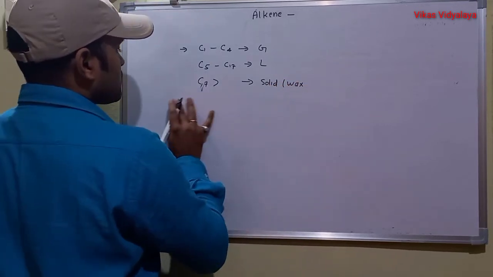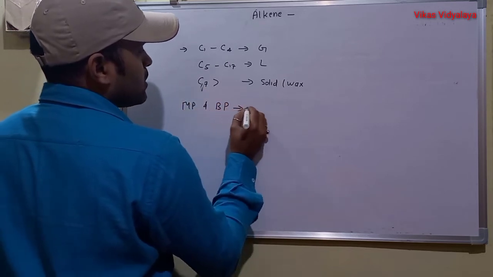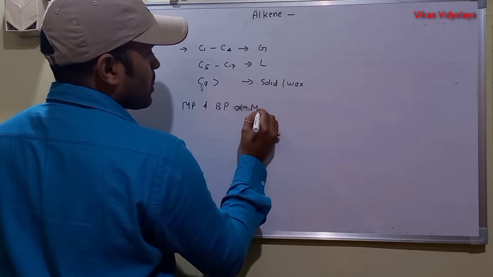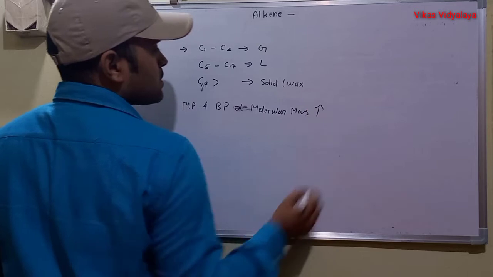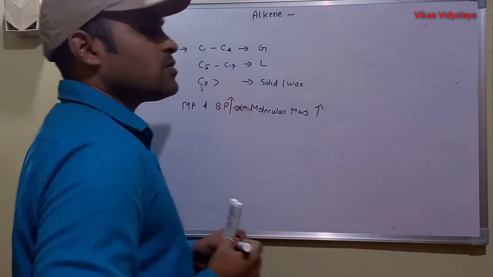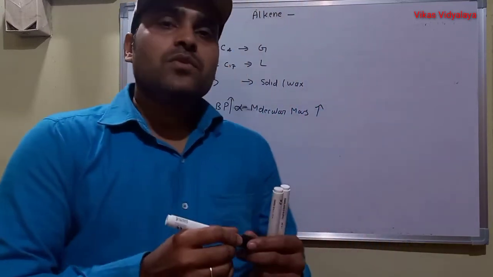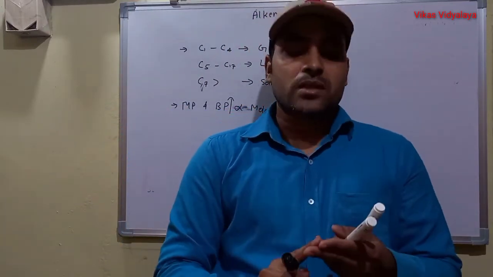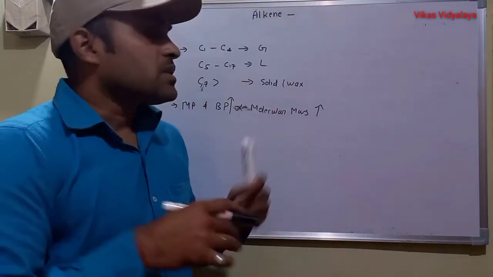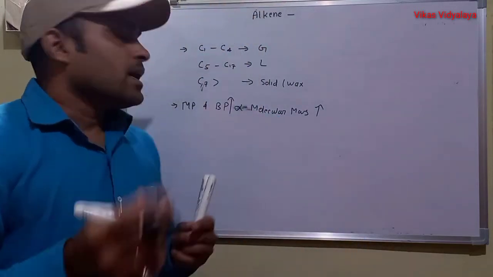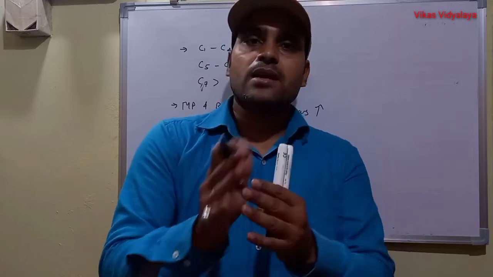Its melting point and boiling point are directly proportional to molecular mass, means as molecular mass increases, melting point and boiling point will also increase. These are some important properties of alkene. So we should keep in mind the difference between alkane and alkene: alkane has a single bond and alkene has a double bond. Here we will talk about some physical properties; the maximum properties of alkane are the same as those of alkene.